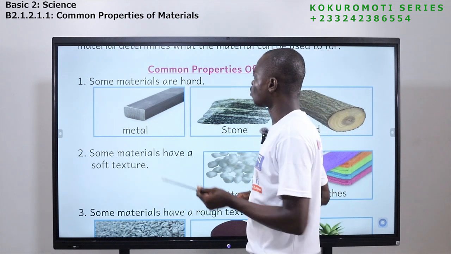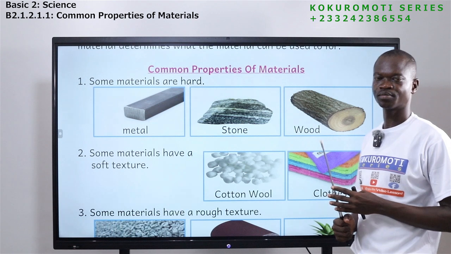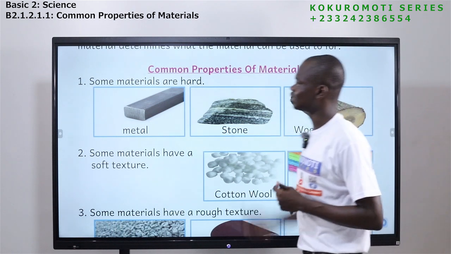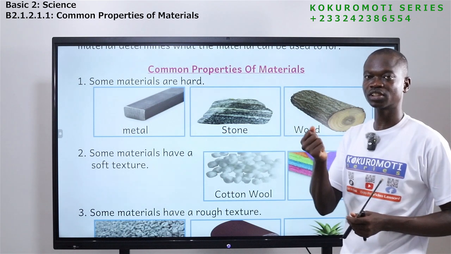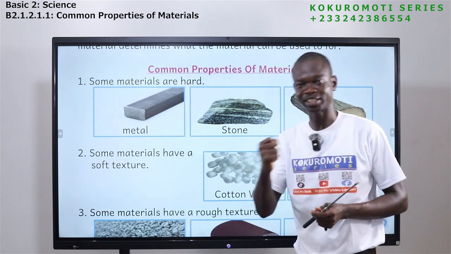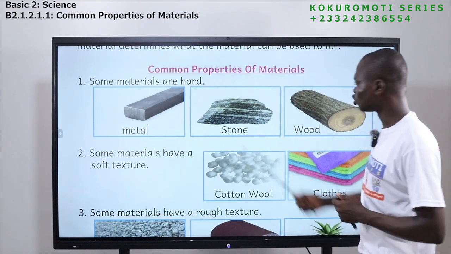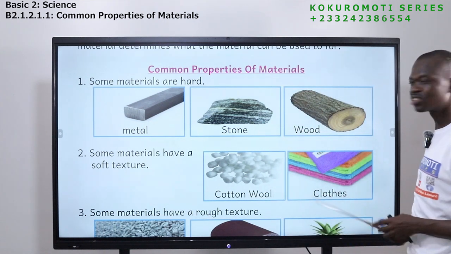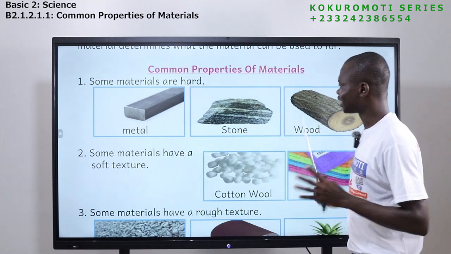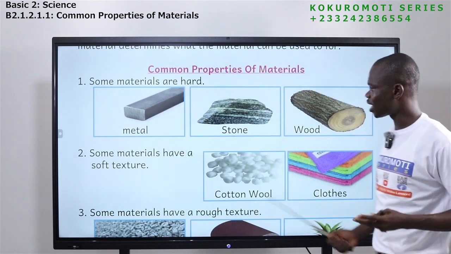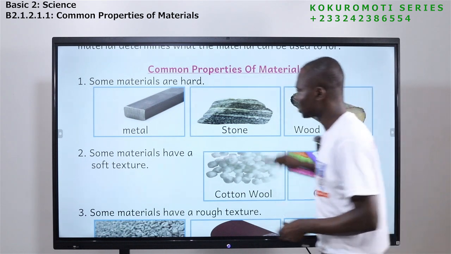We are saying that, one, some materials are hard. So you look at this metal. Is metal soft? If somebody hits you with a metal, you feel the pain because metals are hard. Stone, the same thing. Wood, the same thing. So what we are saying is that metal is a material, stone is a material, wood is also a material, and they are hard.